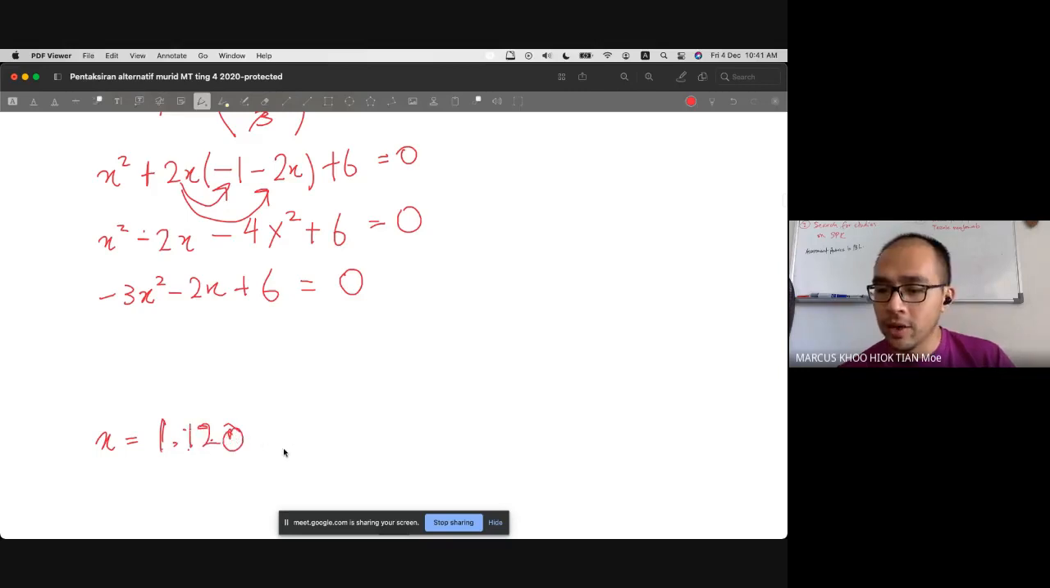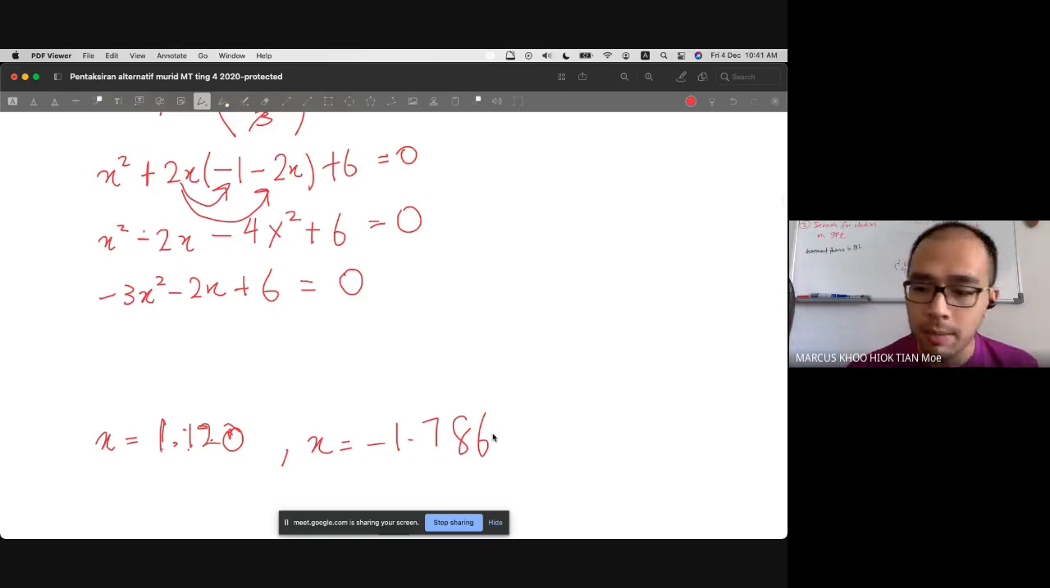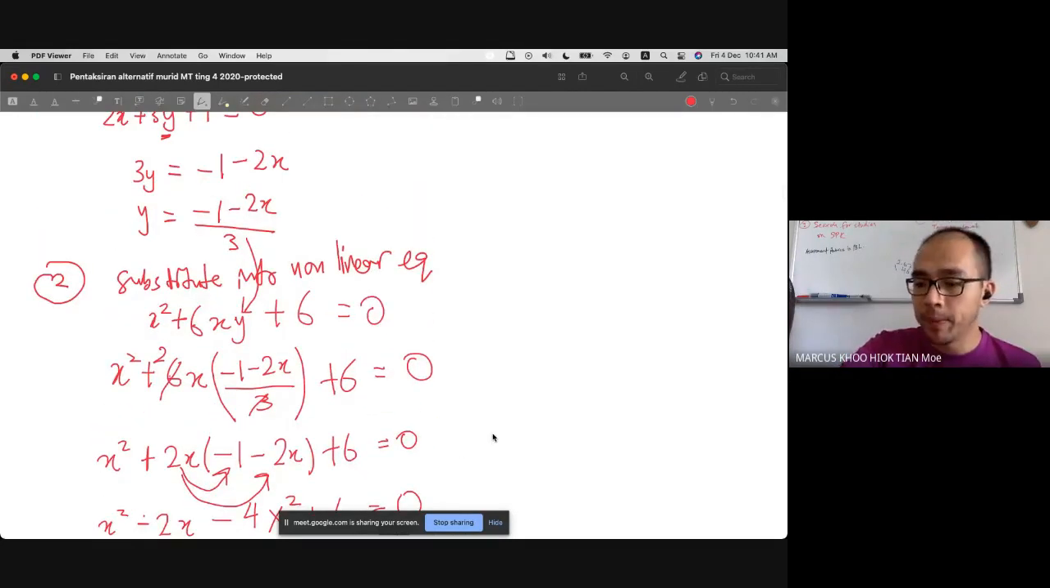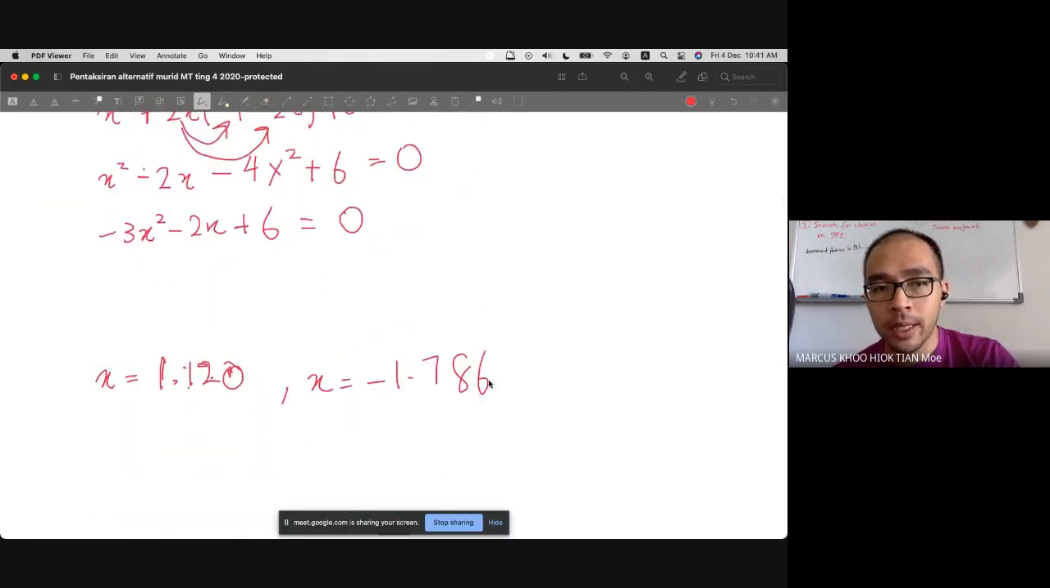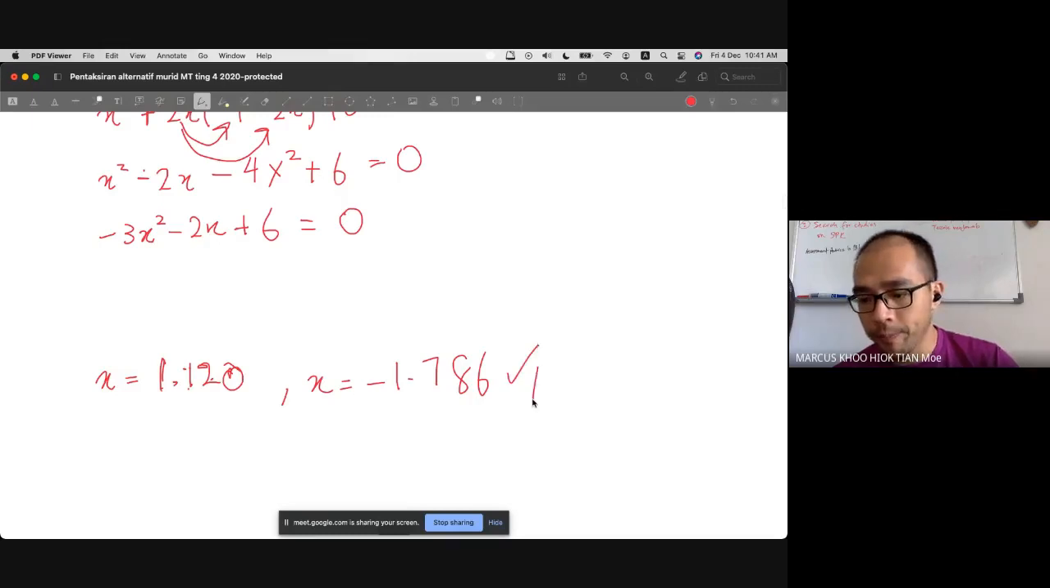1.120. Okay, and x equals negative 1.786. But the thing about simultaneous equations is, let me show you the marks breakdown so far. So this is 1 mark, the simplifying is 1 mark. You substitute correctly is 1 mark. So far that's 1 mark. Now, when you get both these answers correct, you get 1 mark.